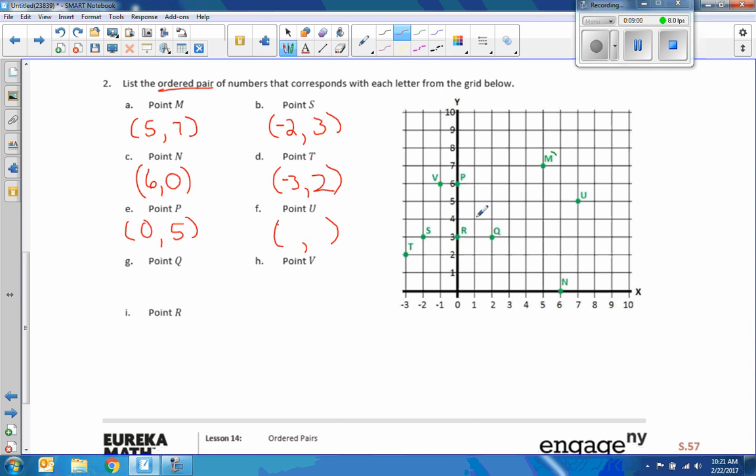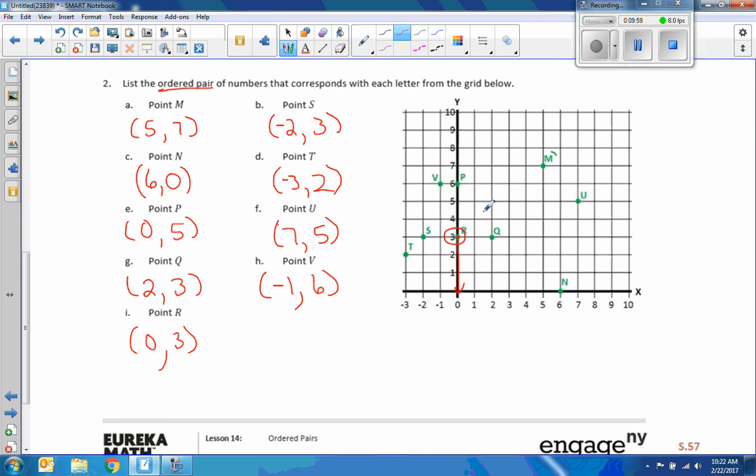Point U, I'm going to put parentheses with a comma. Find U. X is 7. Y is 5. Okay. Point Q, parentheses, comma. Q. X is 2. Y is 3. Parentheses, comma. Locate V, which is here. Find it on the X, -1. Find it on the Y, 6. Okay, and finally point R. Point R is right here. Find it on the x-axis, 0, and on the y.